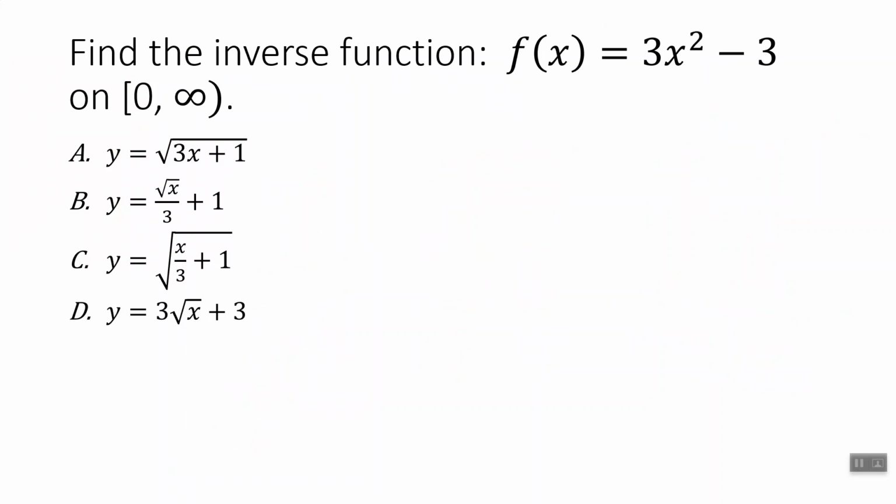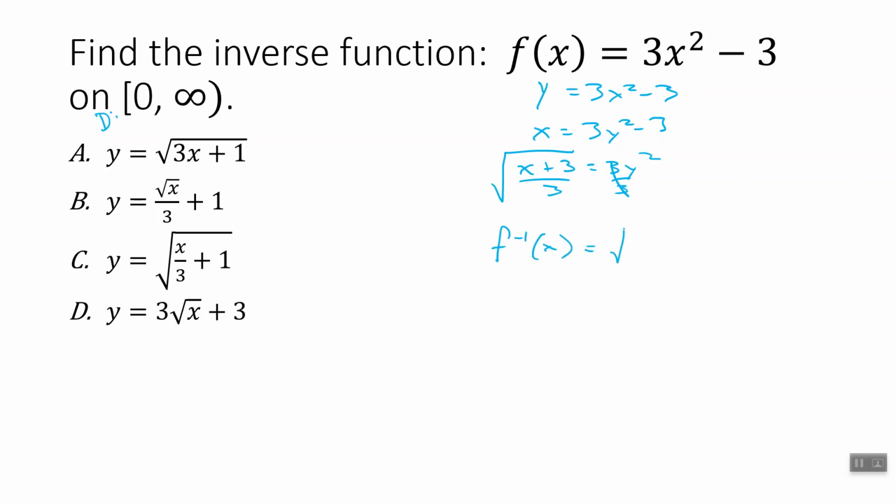So find the inverse of this guy on the interval from 0 to infinity. So this is its domain. The way we do that, we say it's y. We switch x and y. Now we're solving. We add 3. We divide by 3. We take the square root. So we get our inverse function equals the square root of (x plus 3) over 3.